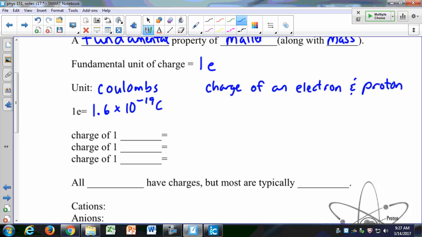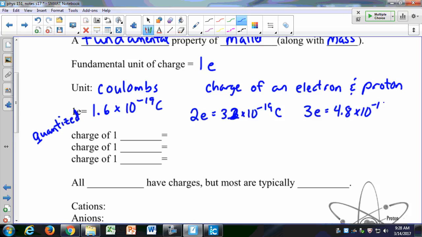We say that charge is quantized. What that means is that charges come in particular quantities. So for example, I can have 2e, and that would be 3.2 times 10 to the minus 19 coulombs. I can have 3e, which is 3 times the fundamental unit of charge, and that would be 4.8. That's just 3 times 1.6 is 4.8 times 10 to the minus 19 coulombs.